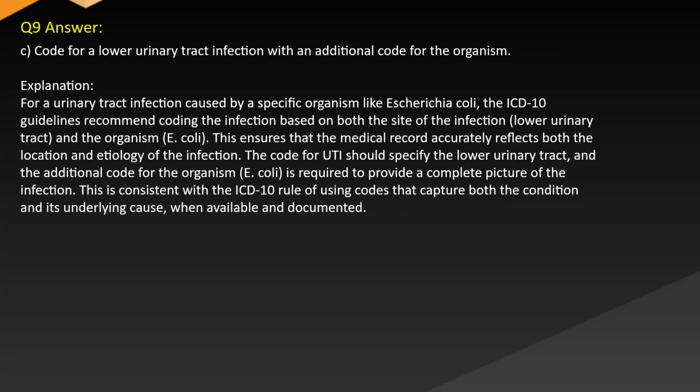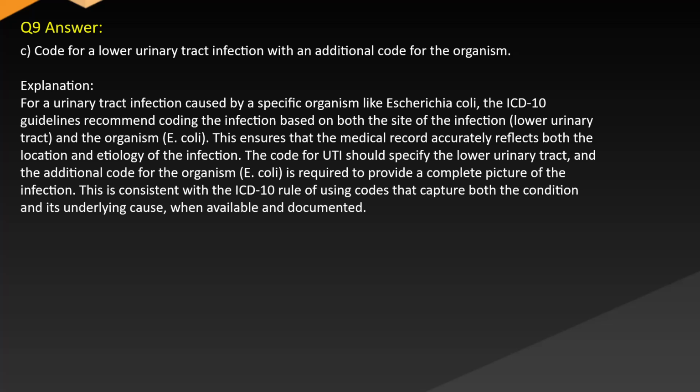Answer C. Code for a lower urinary tract infection with an additional code for the organism. Explanation. For a urinary tract infection caused by a specific organism like Escherichia coli, the ICD guidelines recommend coding the infection based on both the site of the infection, lower urinary tract, and the organism E. coli. This ensures that the medical record accurately reflects both the location and etiology of the infection.